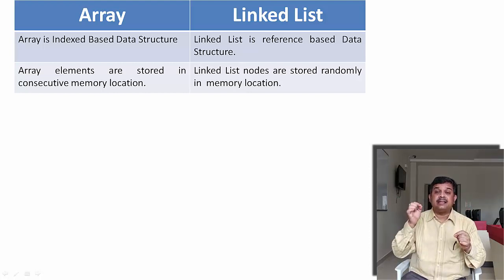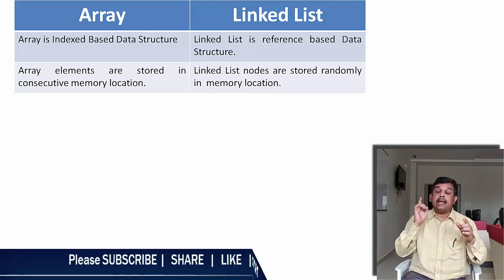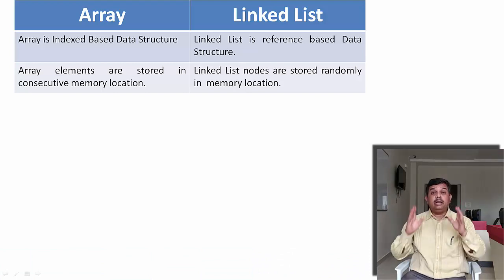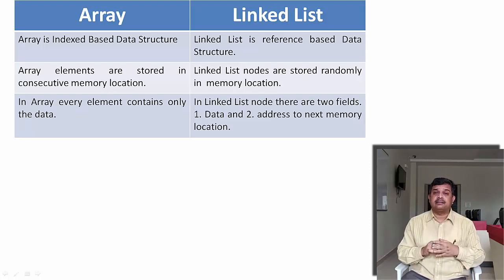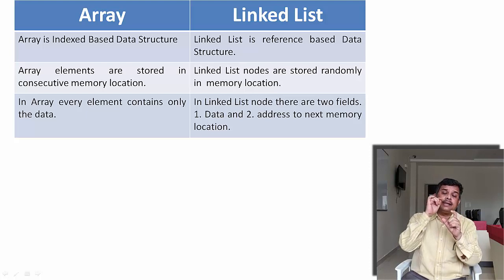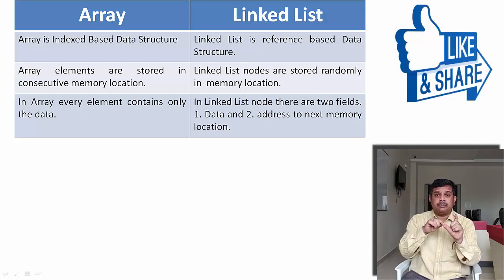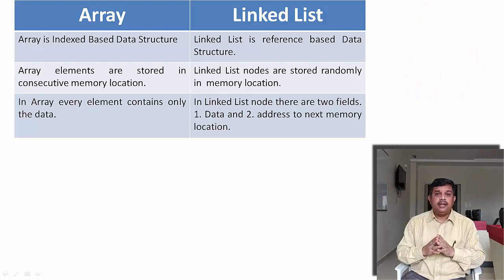The operating system will be assigning each node at any random memory location, and the reference to this particular node will be kept in the previous node. It means every node will be having two parts. One is data and another is address. So if I reach a particular node, I can get the data as well as the memory location. And from this memory location, I'll get to that particular memory location and get the next node. But in case of array, it only contains the data.